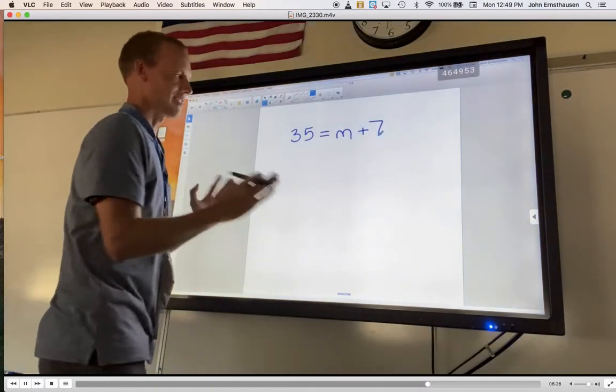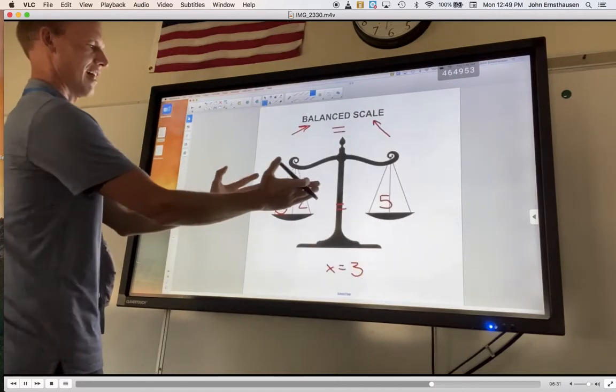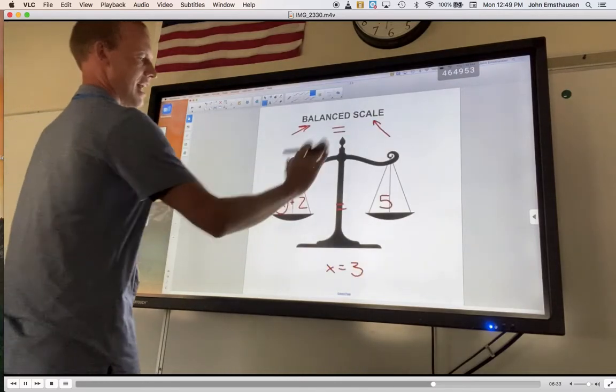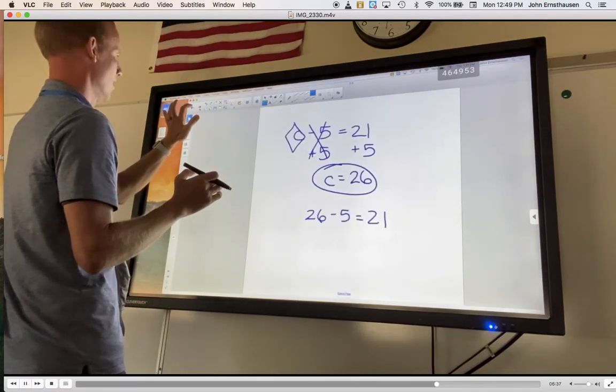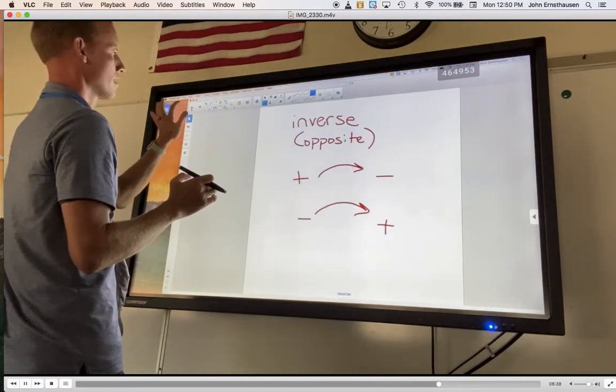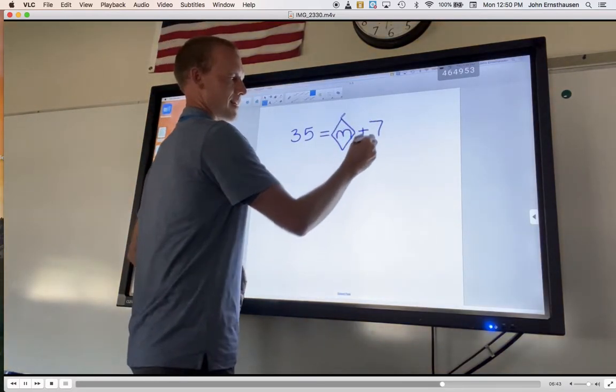So again, I have a scale here. Remember the scale we talked about? Balanced scale, all right? This side equals this side. The scale's in the same spot. I don't want an unbalanced scale. So right away here, I am going to find my variable. That's my diamond. That's my sand.